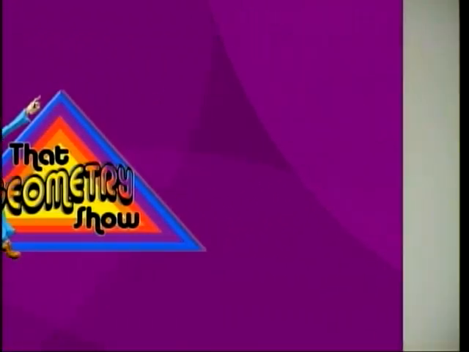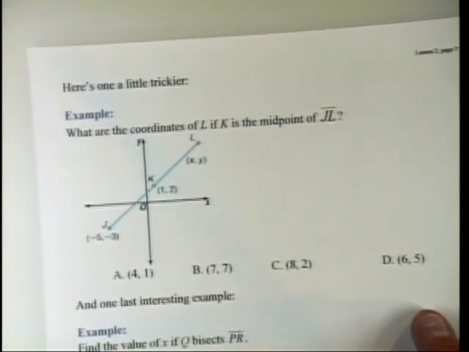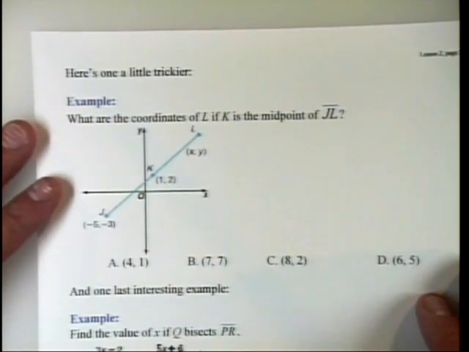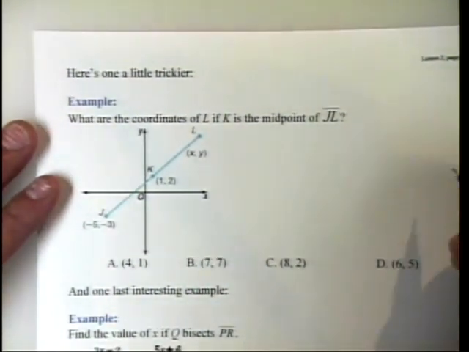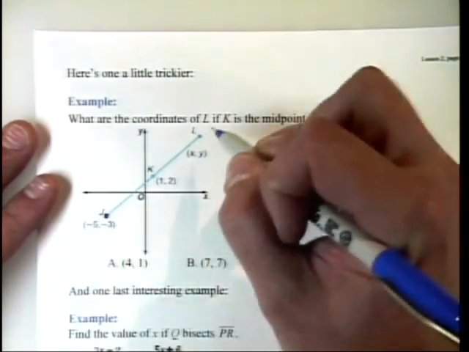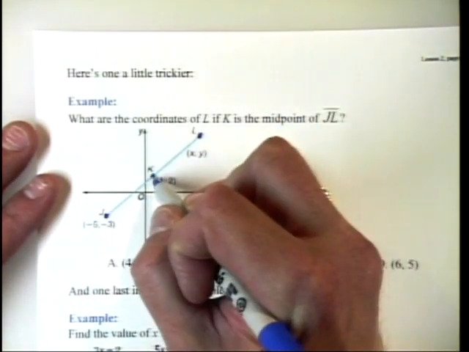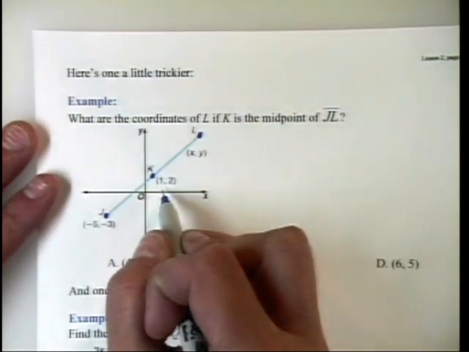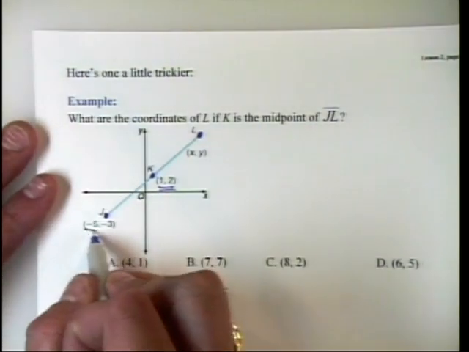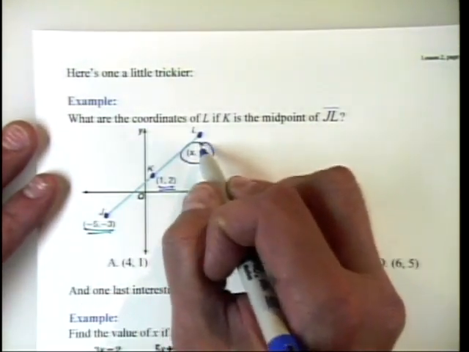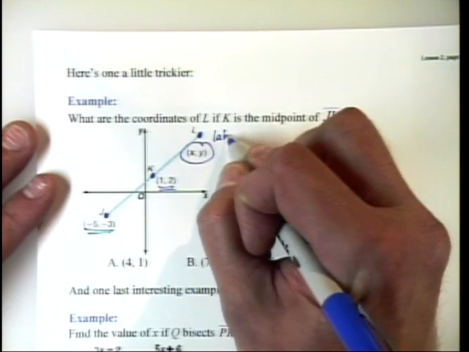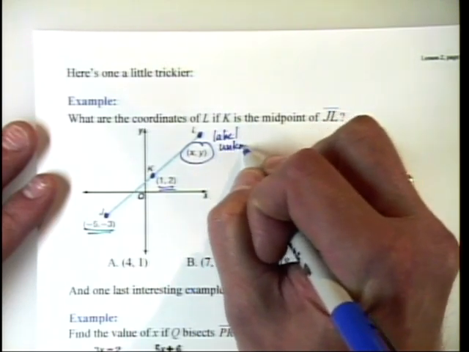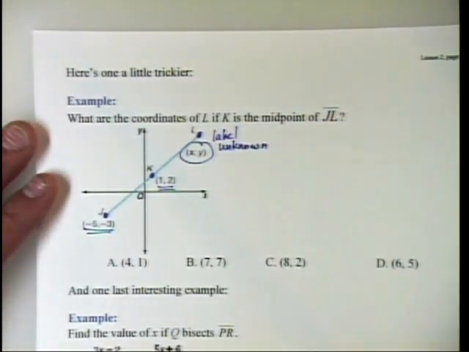Now here's one a little bit trickier. What are the coordinates of L if K happens to be the midpoint of JL? Well, here's J, here's L, and this time we know the midpoint. The midpoint is the coordinate 1, 2, and we know one of the endpoints. We're trying to find the other one. Well, it helps to label the unknown point. In this case, we'll just call it x and y.